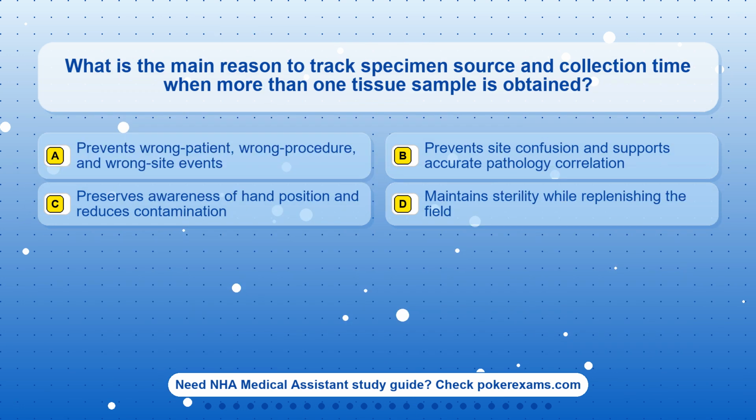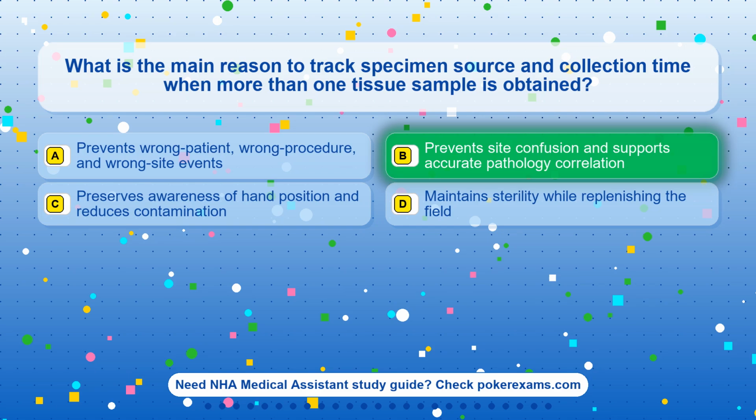Question 14. What is the main reason to track specimen source and collection time when more than one tissue sample is obtained? Option A. Prevents wrong-patient, wrong-procedure, and wrong-site events. Option B, prevents site confusion and supports accurate pathology correlation. Option C, preserves awareness of hand position and reduces contamination. Option D, maintains sterility while replenishing the field.